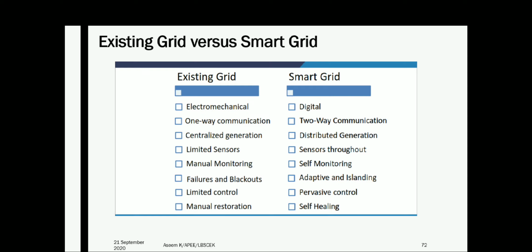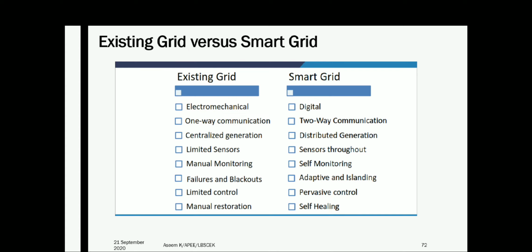Existing grid and smart grid. In the existing grid, we are using electromechanical devices, and the smart grid uses digital devices. In the existing grid, only one-way communication is possible. That is, the utility only communicates with the consumer. A consumer cannot communicate to the utility. So in the smart grid, two-way communication is possible.